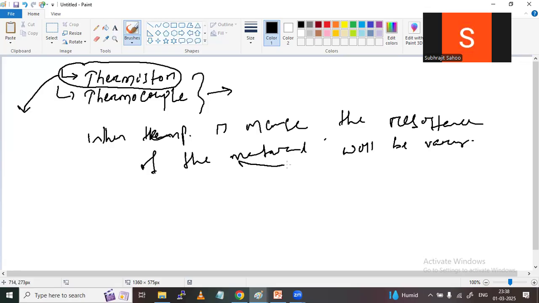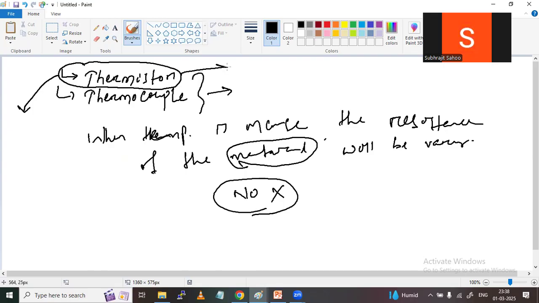What are those kinds of materials? I will tell you, don't worry. Can we use every material? No, we cannot use every material. Some specific materials are available in nature. They have already been tested by scientists, all the properties have been listed out, and suitable materials we use for thermistor construction or for temperature measurement. What are those materials? I will tell you.